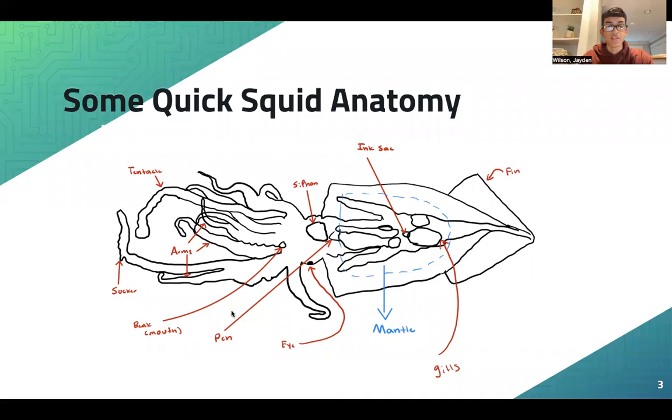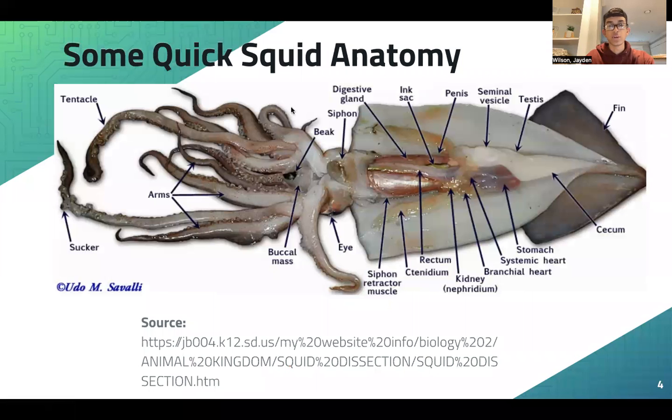This is a unique trait that they have, and it's a pen. Here we got the eye, the siphon, the mantle, the gills, the fin, and the ink sac, all the important stuff that we were expected to know from lab. And then for a more clear image, here is a better picture showing all those things that I just discussed here. So the eye, the siphon right here, the ink sac, the mouth, the arms, the tentacle, all that great stuff.